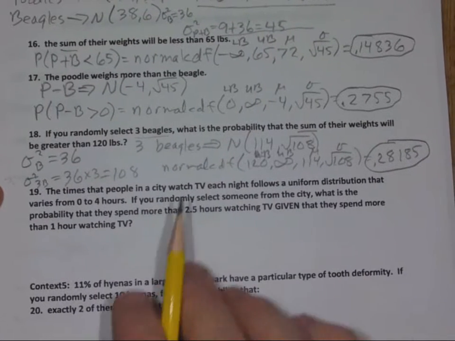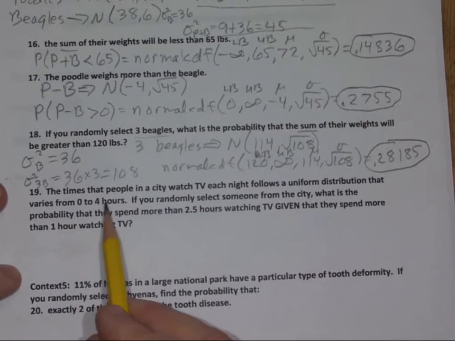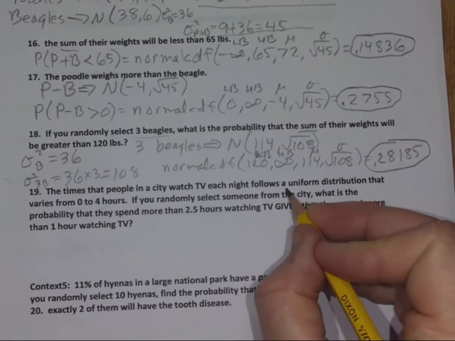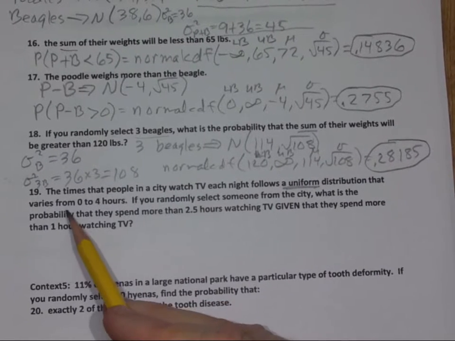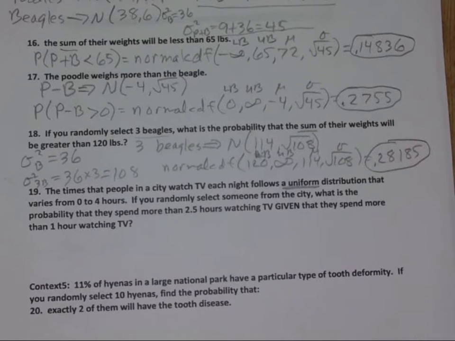And so when you're working with these, it's in essence sort of working with areas. So this says the time that people in the city watch TV each night follows a uniform. Uniform is not normal. It's just straight across. Distribution that varies from 0 to 4 hours. If you randomly select someone from the city, what's the probability they spend more than 2.5 hours watching TV given they spend more than 1 hour?